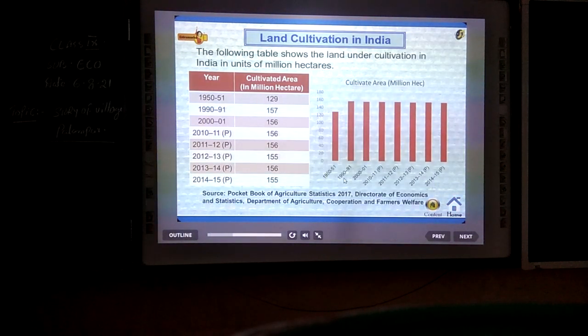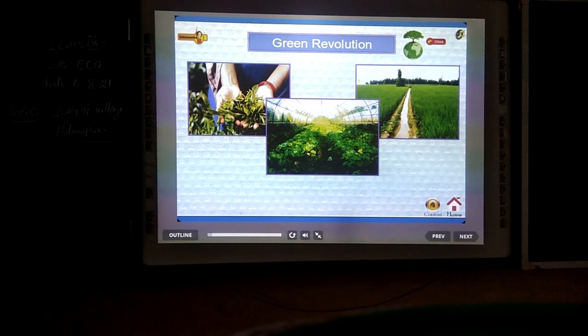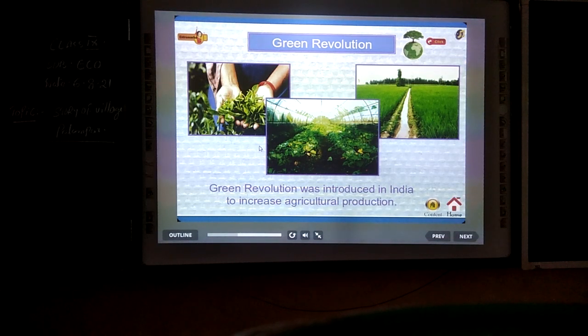The following table shows the land under cultivation in India in units of million hectares. Now let us explore the role of Green Revolution in shaping the agricultural sector in India. Green Revolution was introduced in India to increase agricultural production.